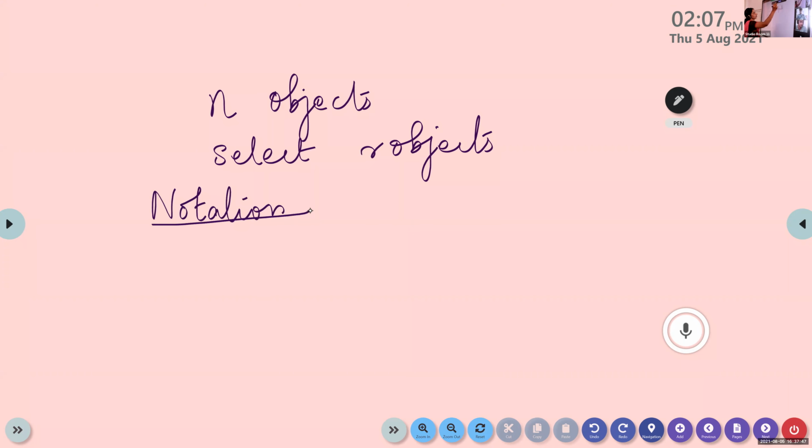The notation we use is NCR. Permutation, we denote it as NPR. Out of n objects, we are going to arrange r objects. Here, out of n, we are going to select r. So we denote this as NCR. In some books, it will be denoted like this, C of n comma r. If you look in some other reference books, the notation will be like this.